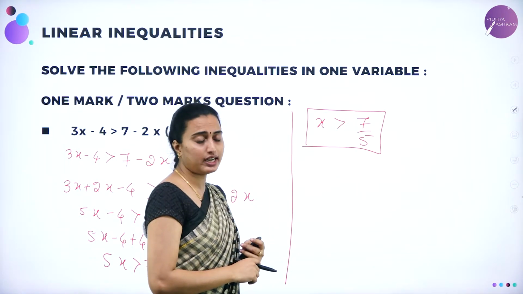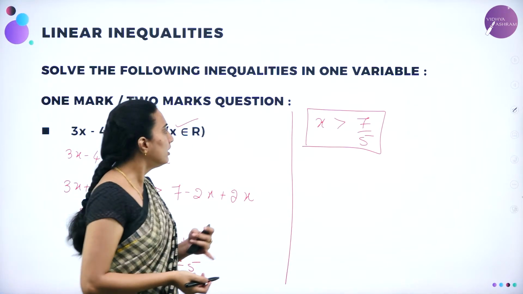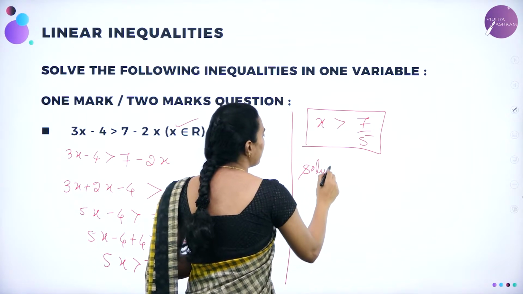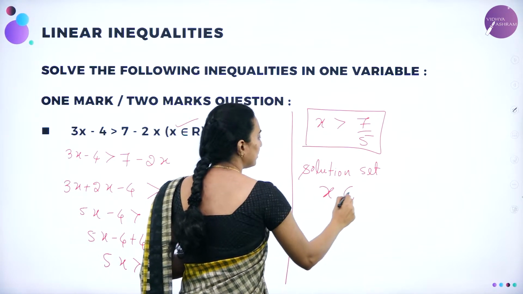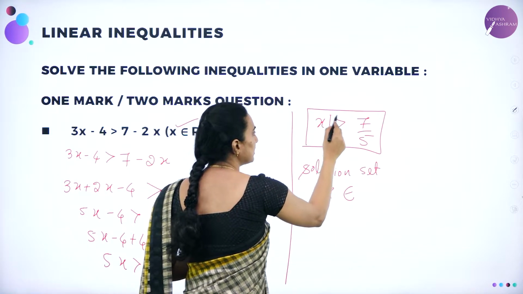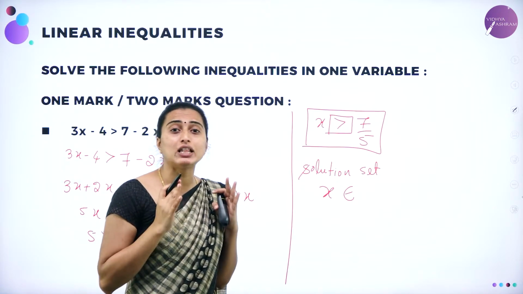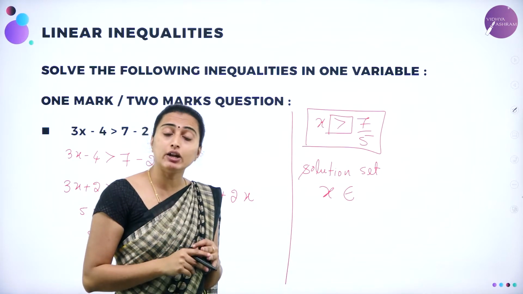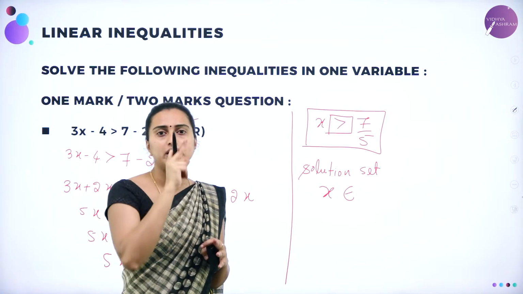How to write the solution set? The solution set can be written as, here x belongs to real numbers, they have given. This is x greater than 7 by 5. We got the answer. The solution set is given by x belongs to, this is the symbol belongs to. Now greater than symbol means this is called a strict inequality. If it is a strict inequality, the point is excluded. If it is a slack inequality, the point is included. An excluded point is represented by only the round bracket. An included point is represented by a square bracket.